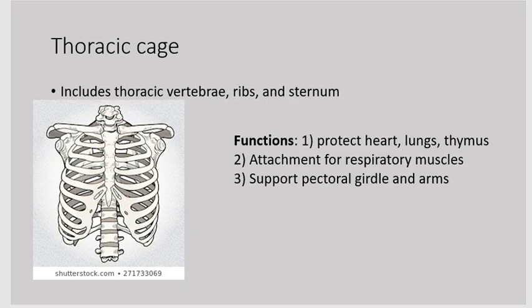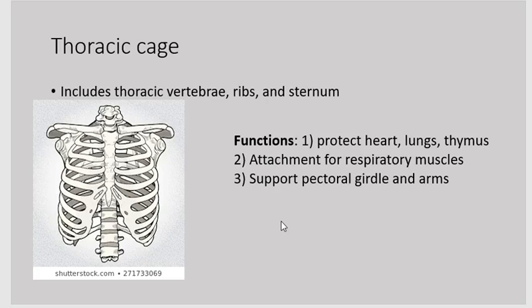Why do you have a thoracic cage? Well, you really want to protect that thing that sits right about there. You want to protect the heart. You want to protect your lungs and the thymus. It's also an attachment for respiratory muscles. You have muscles in between these ribs. You have intercostal muscles. You also have the diaphragm that stretches at the bottom.